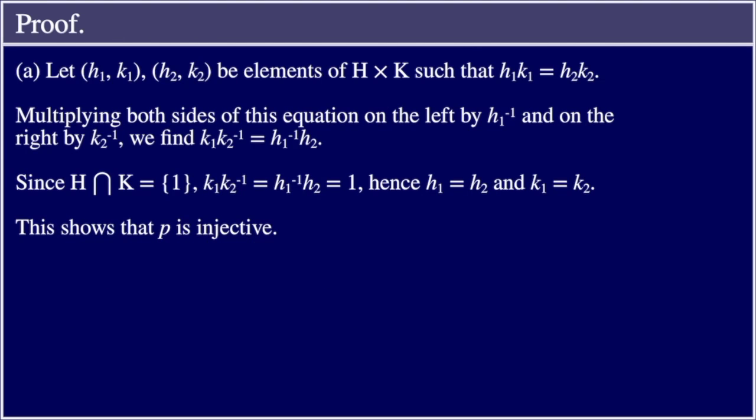Proof. A. Let (h1, k1), (h2, k2) be elements of H × K, such that h1k1 is equal to h2k2. Multiplying both sides of this equation on the left by h1 inverse and on the right by k2 inverse, we find k1k2 inverse is equal to h1 inverse h2. Since H intersect K is equal to the identity, k1k2 inverse equals h1 inverse h2 equals the identity. Since h1 equals h2 and k1 equals k2, this shows that P is injective.